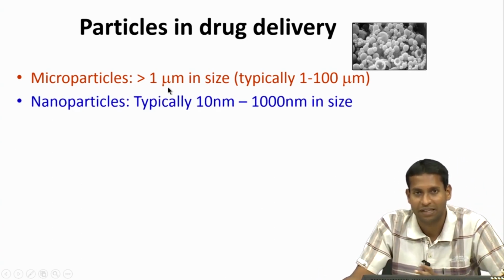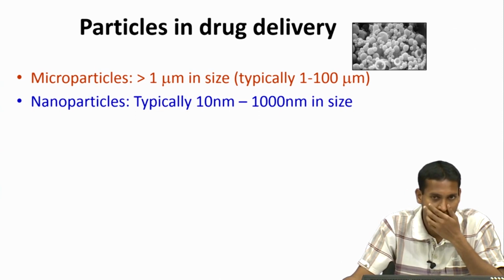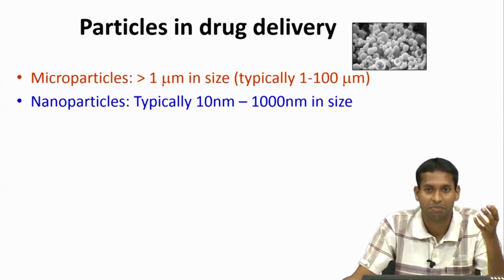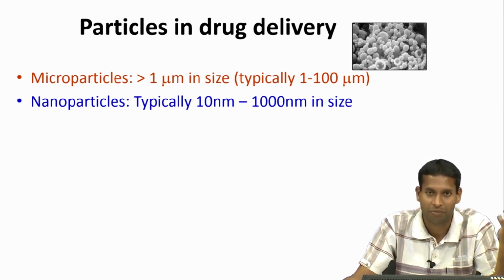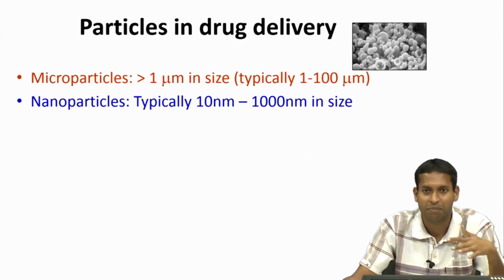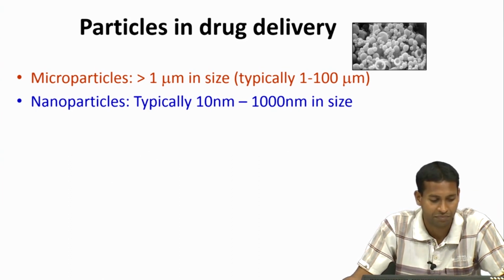Nanoparticles are defined in the size range of anything between 10 nanometer to 1000 nanometer. Again, these are not standards, these are something that the field generally follows. But you will find even in the literature people may have a 2 micron particle and refer to that as a nanoparticle, and vice versa, they may have a 500 nanometer particle which they refer to as a microparticle. So these definitions are a bit fluidic, but this is what is typically defined here.